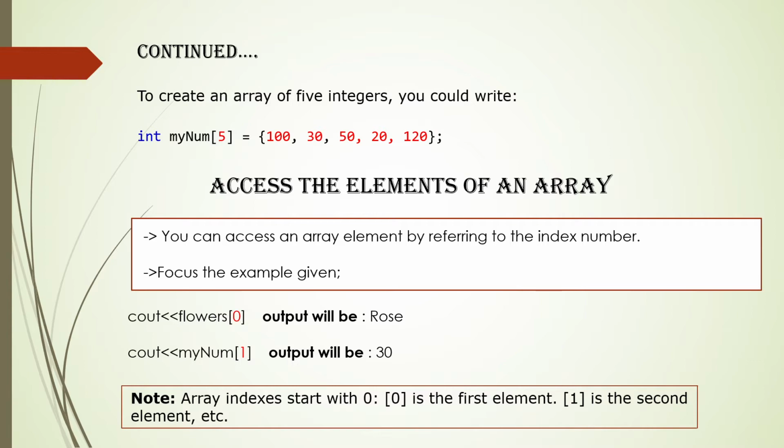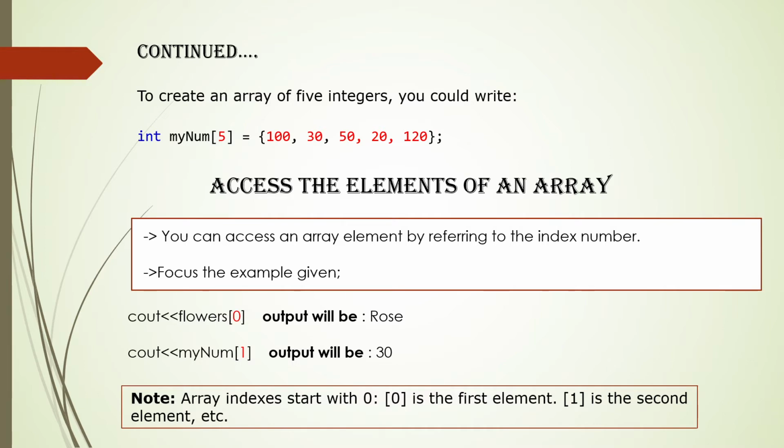I hope that till now you all are aware of how to create an array and how to assign a value to it. So now let's see how we can access the particular elements of an array. We can access an array element by simply referring to the index number. So now you all must be wondering what is an index number. It is a new term for all of you. So first let's see what is an index number in an array.